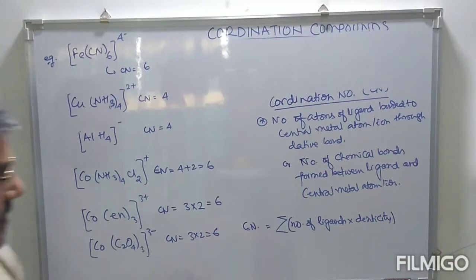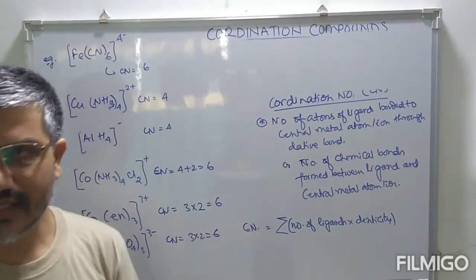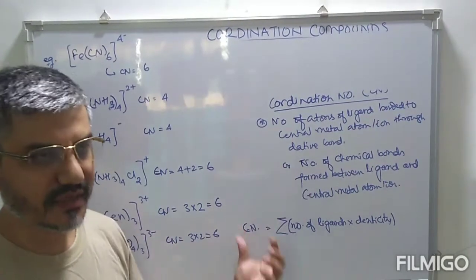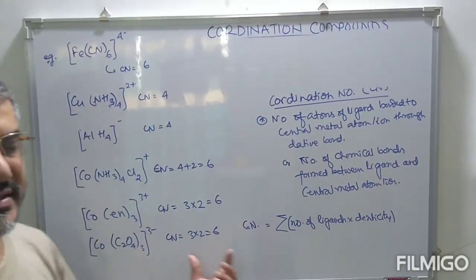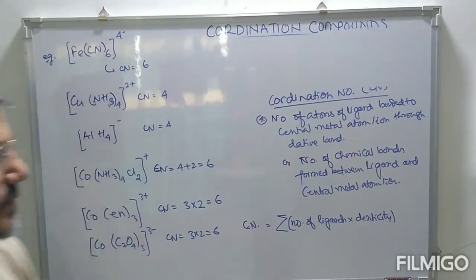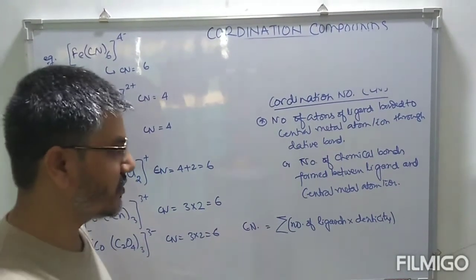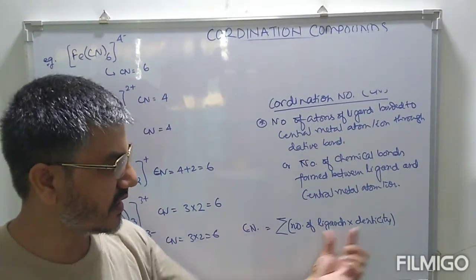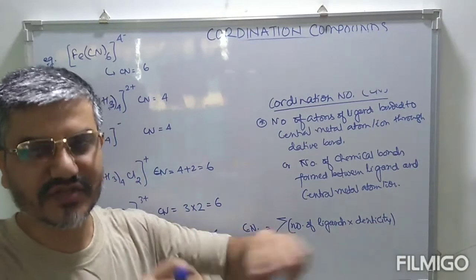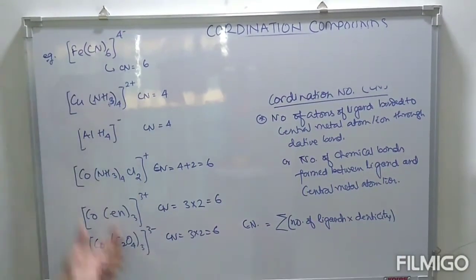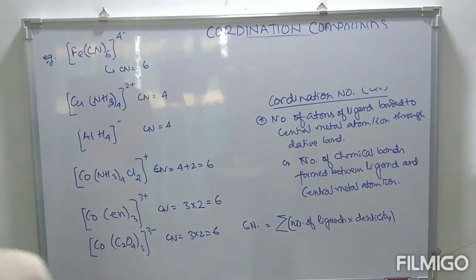So simply saying, coordination number is how many ligand atoms are directly bonded to the central atom through a bond, or how many chemical bonds are formed between the ligand and the central atom. That defines what is called the coordination number. So this is the formula that we often use for finding coordination number, that is, the number of ligands multiplied by its denticity, summation of the total number of ligands and its denticity. That is what we call the coordination number.